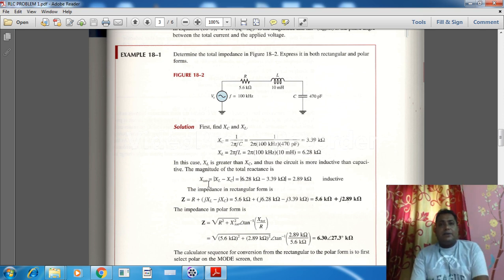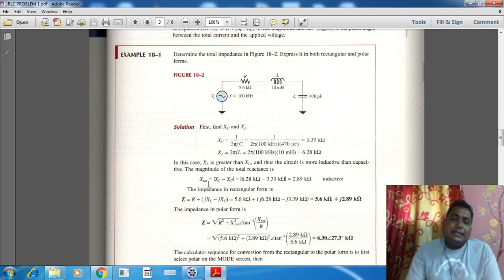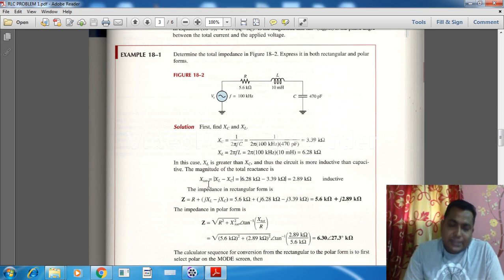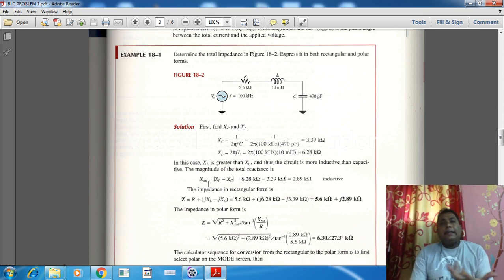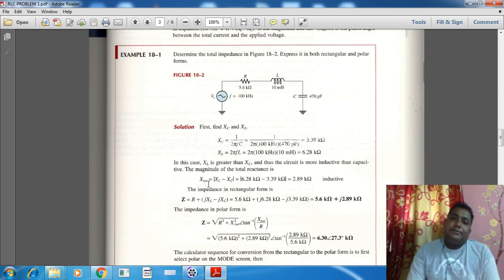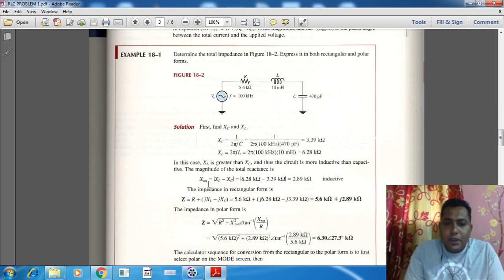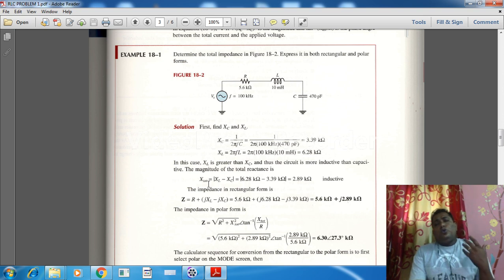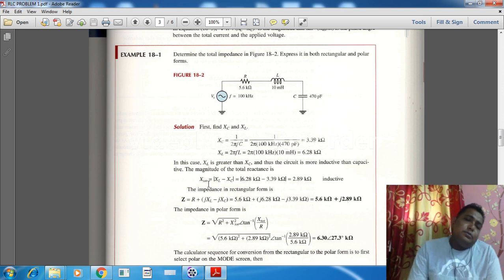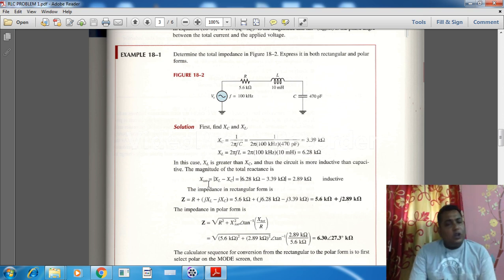So we will get a net reactance value. Now if XL minus XC is there, if XL is higher than XC, then the net reactance is inductive in nature. If the reverse case happens, XC minus XL, then the reactance is capacitive in nature. Now we know R is already given in the problem. Next, from L we find XL, and from C we find XC.